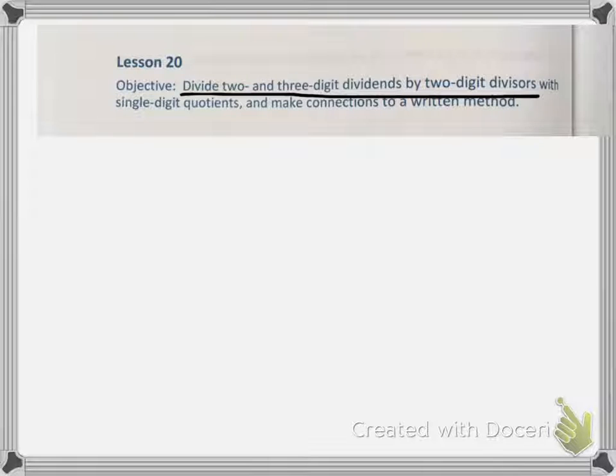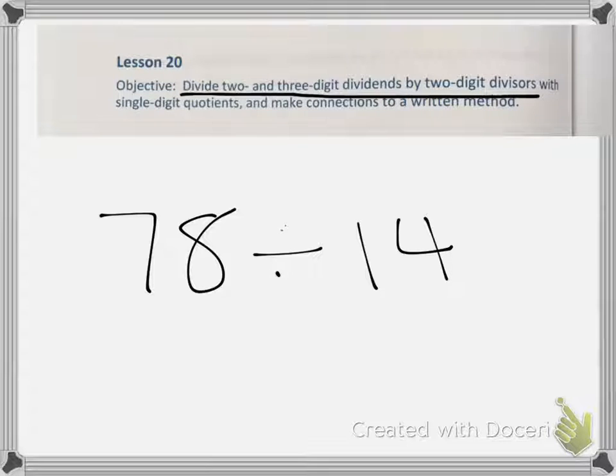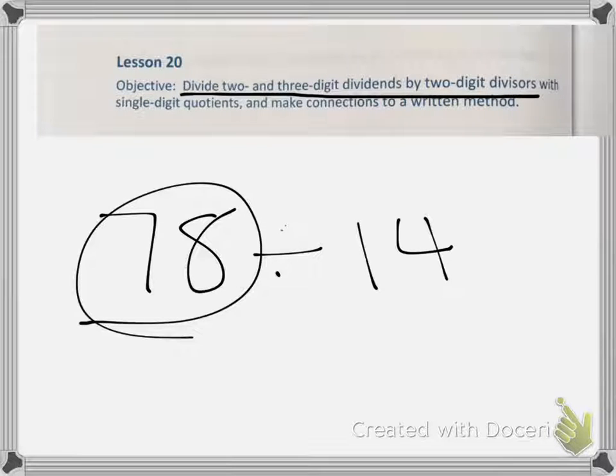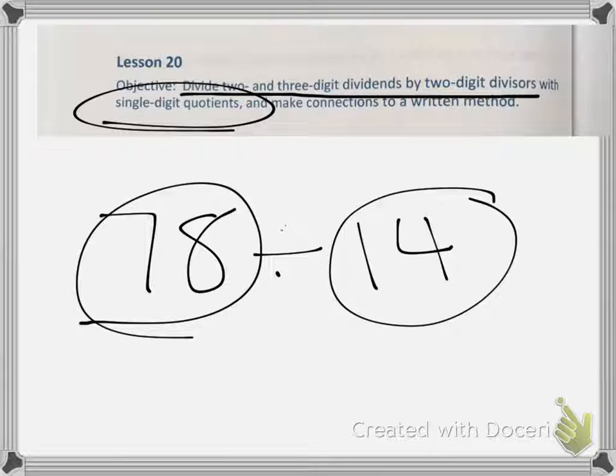Lesson 21 does a lot of division with 2-digit dividends. So we'll see a lot of 2-digit dividends, sorry about that. For example, 78 divided by, say, 14. They'll do a lot of 2-digit dividends by a 2-digit divisor. That's a lot of lesson 20. And then lesson 21 moves into more of the 3-digit dividends by 2-digit divisors. But as you see here, it says single-digit quotients.